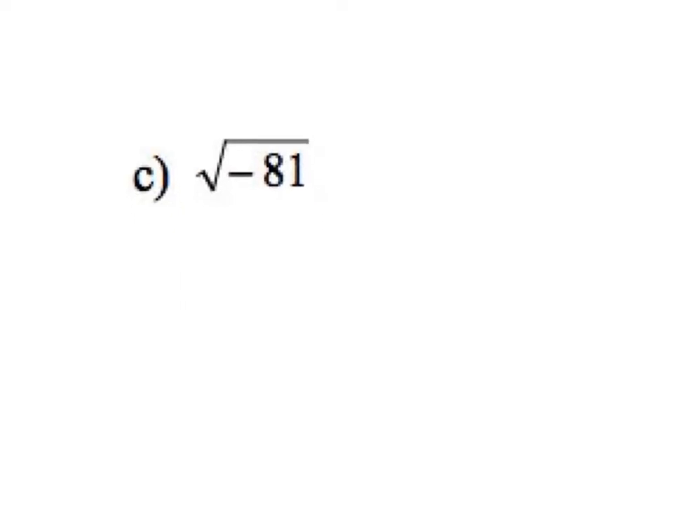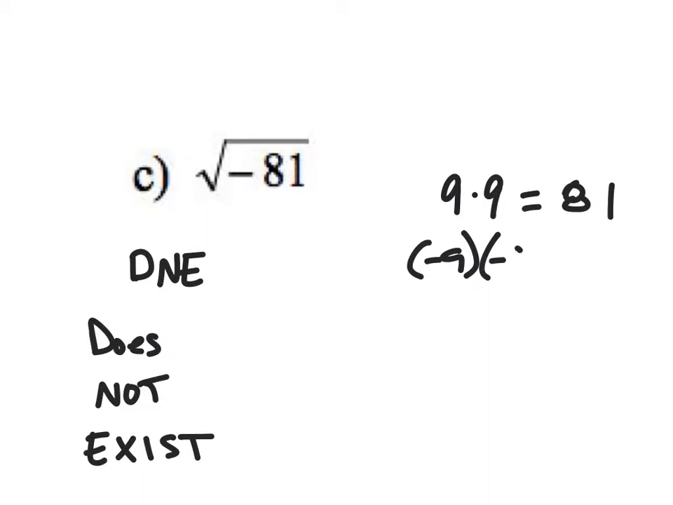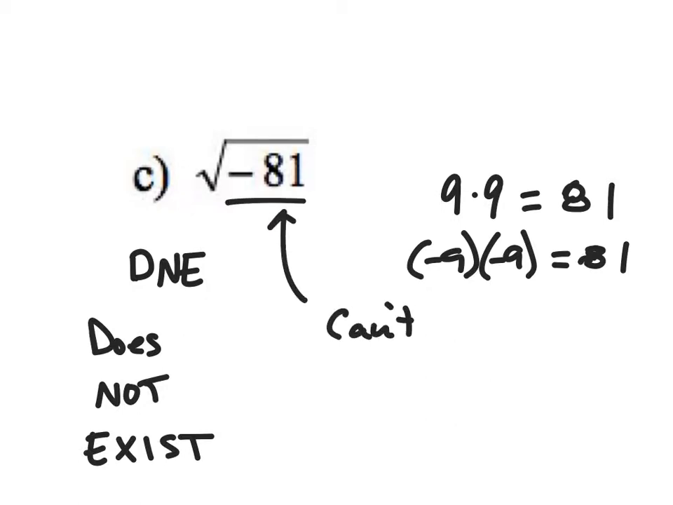Part C wants me to take the square root of negative 81. Now, before I do anything, I'm going to say that this can't be done. There does not exist a answer. The reason why is because, if I think of 81, I think of 9 times 9 gives me positive 81. What if I took negative 9 times negative 9? That is equal to positive 81. So the reality is that there are no two numbers multiplied by themselves to give me a negative number. So we can't take the square root of a negative number.